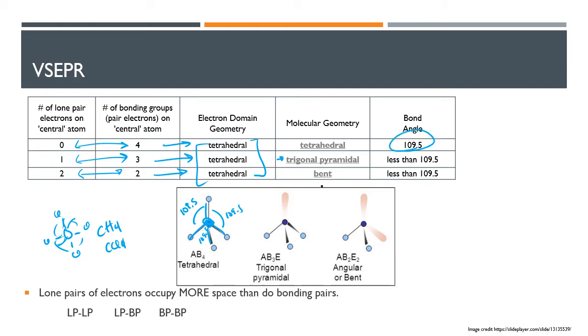109.5 degrees. And we're going to call this shape tetrahedral, tetra for 4, tetrahedral. So what if one of my molecules has those 1, 2, 3 bonds, but then it has a lone pair of electrons here. So 3 bonding groups and then 1 lone pair. Just like on the previous slide, these guys are going to take up space.